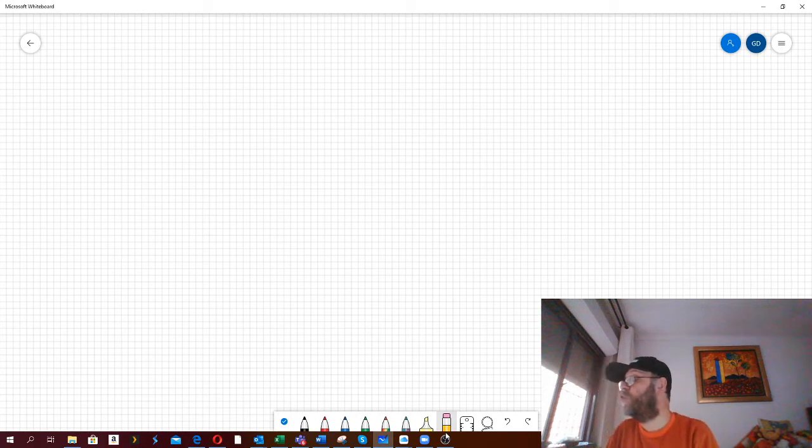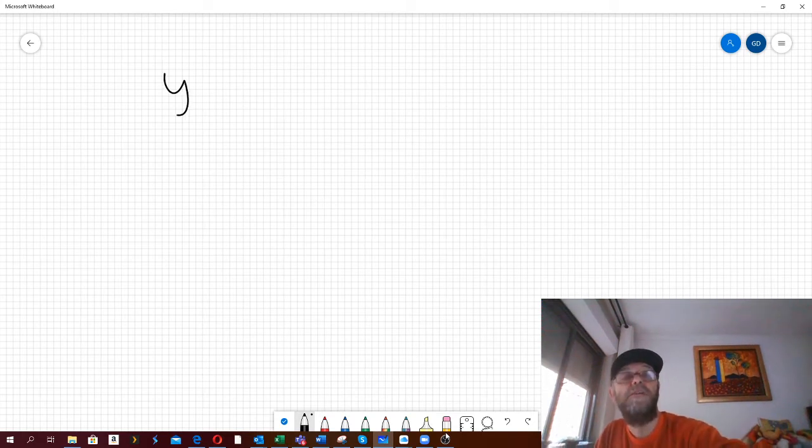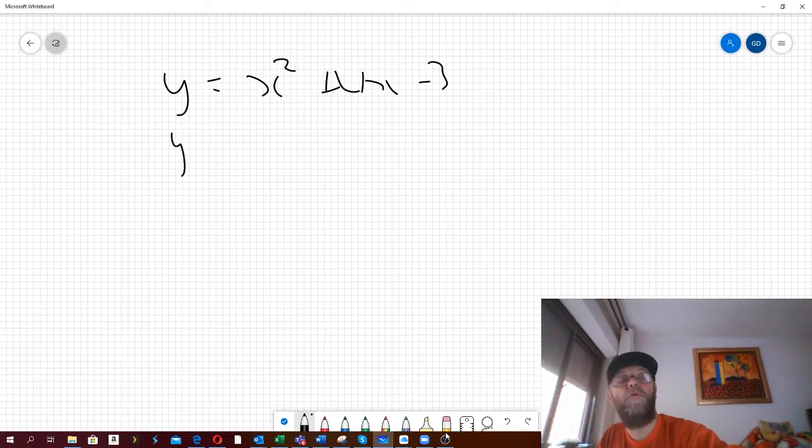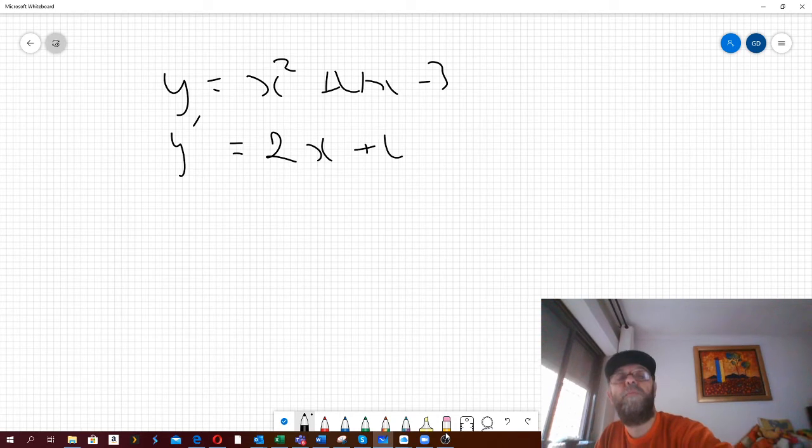Find the equation of the normal to the curve at the point where the curve cuts the y-axis. Okay, so we want the normal to the curve at the point where this curve cuts the y-axis. Well, firstly, we're going to need the gradient function again. So we know that y equals x squared plus 4x minus 3. The gradient function, or y prime, or dy/dx, is 2x plus 4.